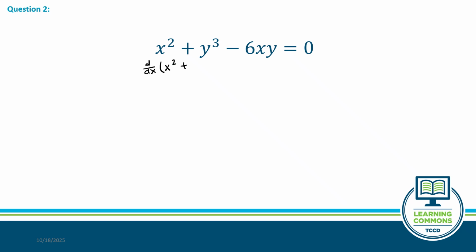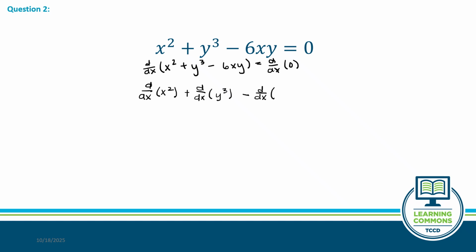d/dx of x squared plus y cubed minus 6xy equals d/dx of 0. So that will be separated, like in the last one. So d/dx of x squared plus d/dx of y cubed minus d/dx of 6xy equals d/dx of 0.